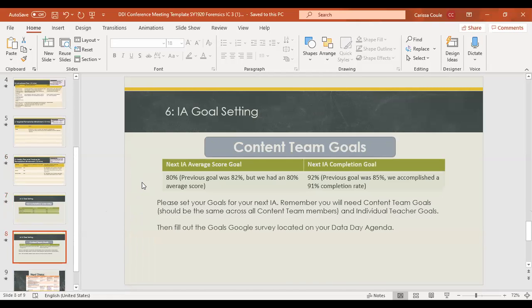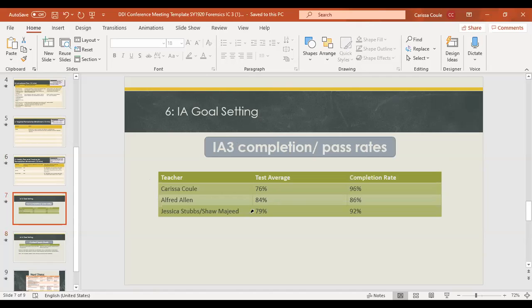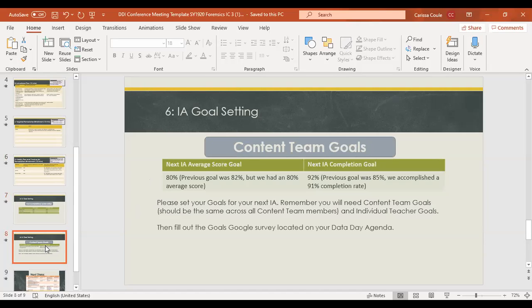For our next IA average score goal, we just left it at an 80. Our previous goal was an 82, but for this IA we got an 80 average. Looking at the differences between the three of us, I think 80 is a pretty safe place to be between these three average scores, so I do believe that's achievable. And for the IA completion goal, our previous goal was 85%, but as a team we got a 91% completion rate. So we can bump that up to 92% to see if we can get even more kids to get these IAs completed. Is everybody good on that? We're good on these goals here.